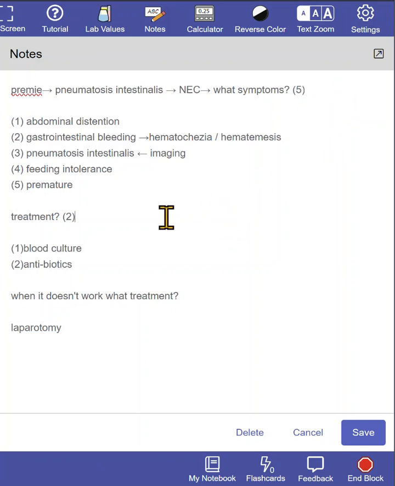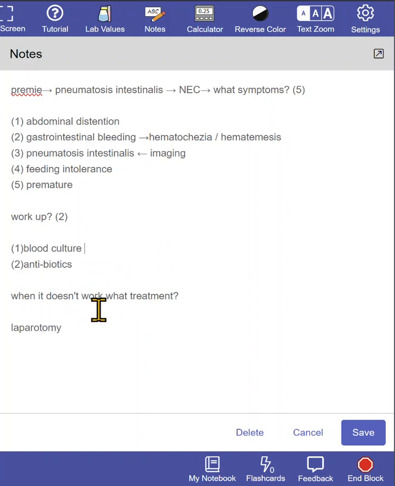And then what are the treatments? There's two. So you need to get blood cultures. It's the workup. So you need antibiotics and you need blood cultures. You get the blood cultures first, obviously.